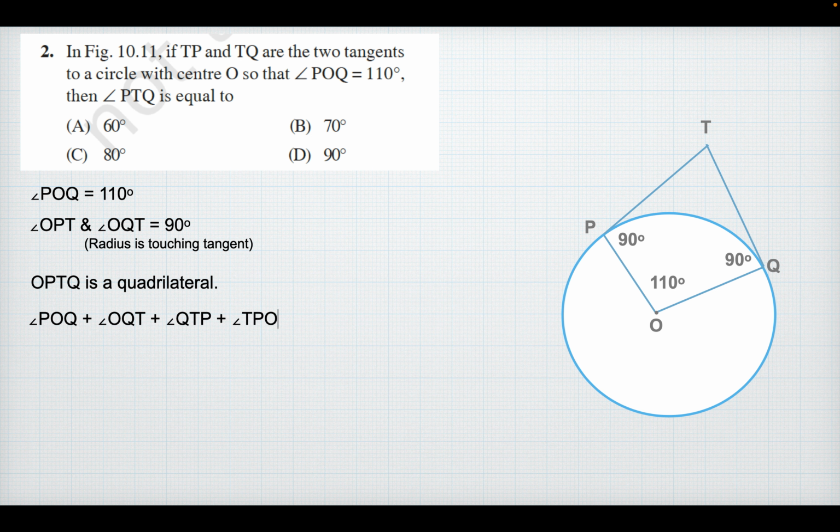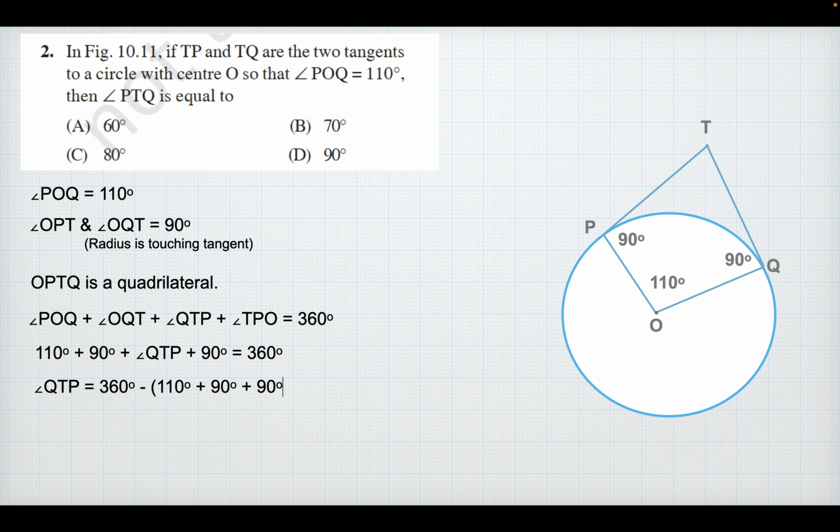So it should be the angle POQ, OQT, QTP, and TPO. The sum of all these angles should be 360. So we plug in values. POQ is 110, OQT is 90 degrees, QTP we have to find out, and angle TPO is 90 degrees because it's a radius connecting the tangent, so the sum should equal 360.